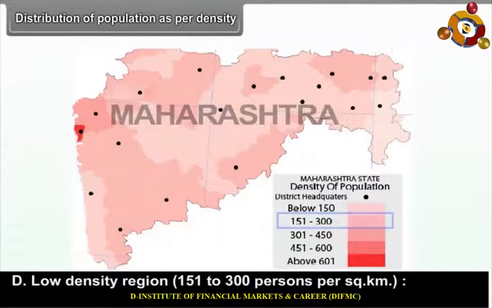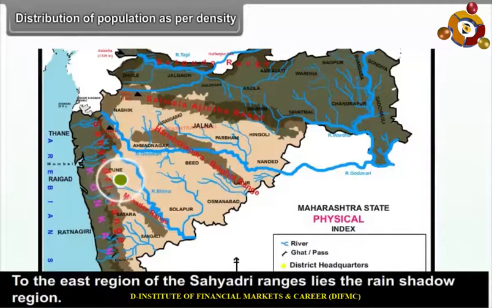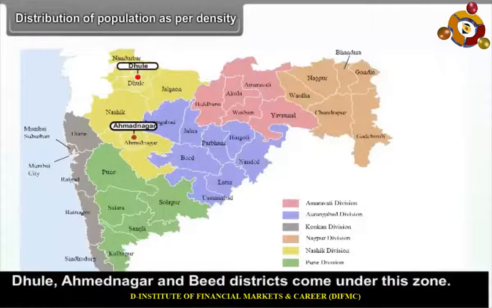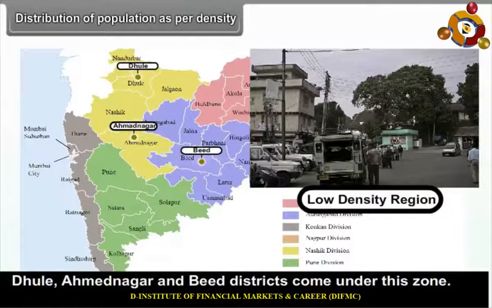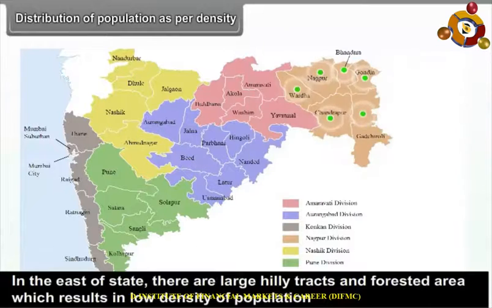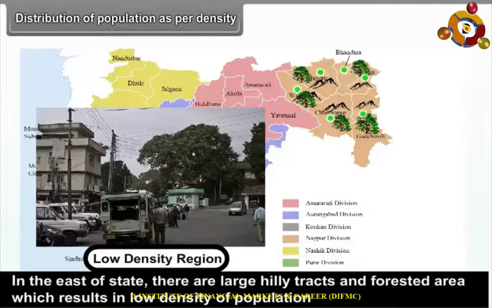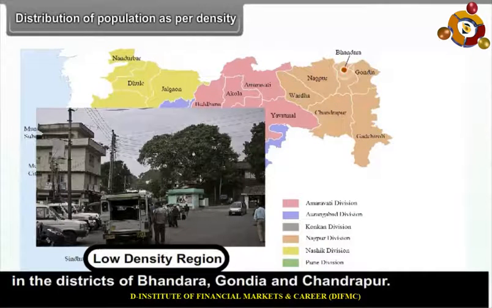D. Low density region, 151 to 300 persons per square kilometer. To the east region of the Sahyadri ranges lies the rain shadow region. Dhule, Ahmednagar and Beed districts come under this zone. In the east of the state, there are large hilly tracts and forested areas, which result in low density of population in the districts of Bhandara, Gondia and Chandrapur.